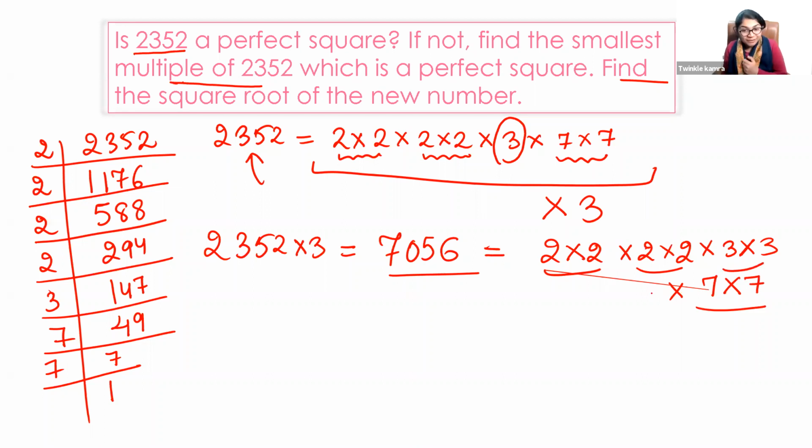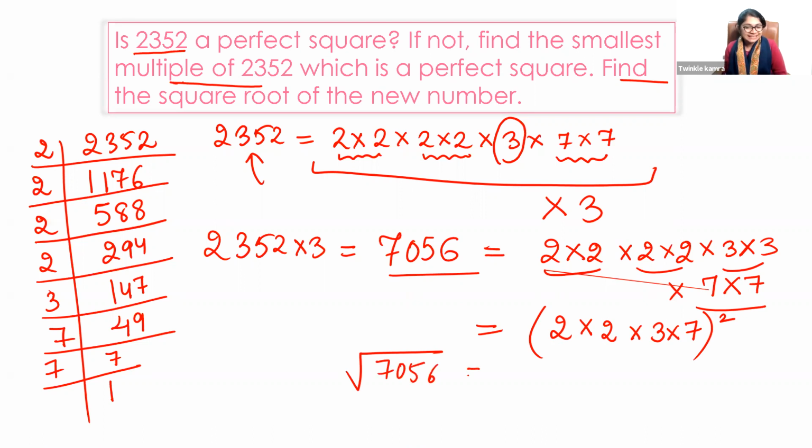Right? So now it is a perfect square. Whose square it is? Let's take a representative from every pair, like 2 here, 2 here, 3 from here, and then 7 from here. Its whole square, right, is 7056. So I can write 7056 is equal to 2 into 2 into 3 into 7, which is actually equal to 4 into 21, which is actually 84. That's it. This is the answer. All right.